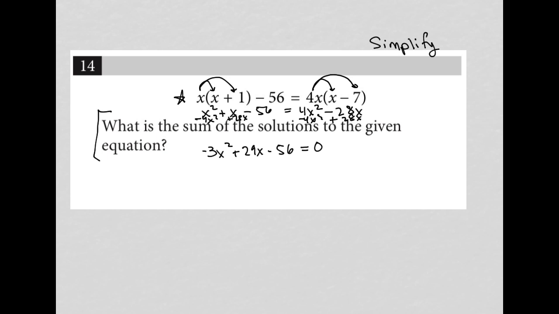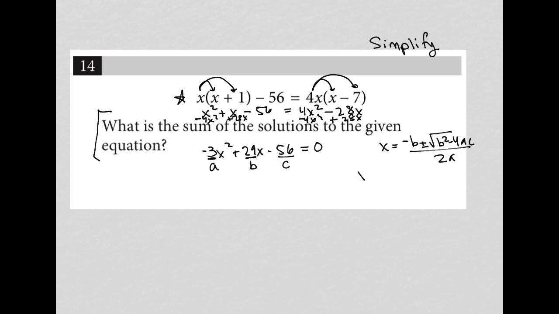So the fastest way for me to solve this, in my opinion, is just to use the quadratic formula, which is x equals negative b plus or minus the square root of b squared minus 4ac all over 2a. So let's get started with that. What are our a, b, and c's here? Here our negative 3 is a, our 29 is b, and our negative 56 is c.